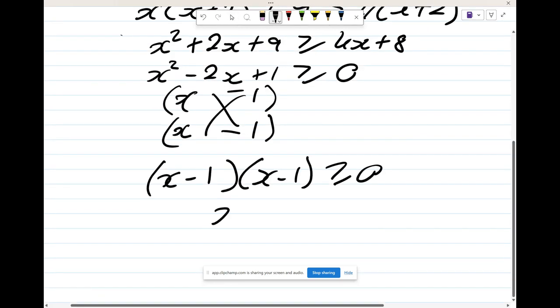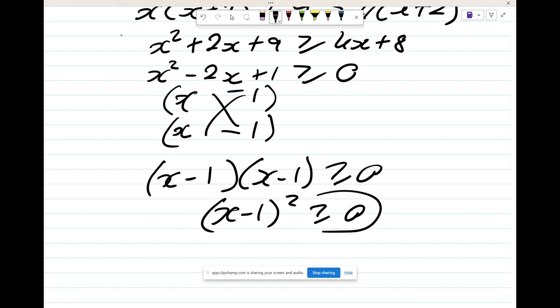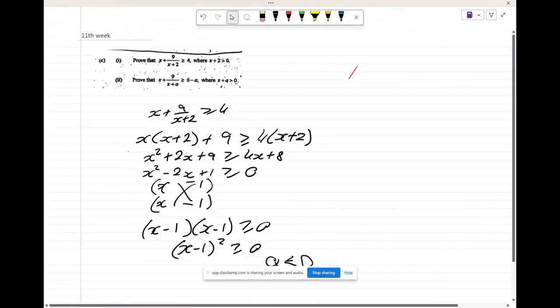And another way to write that is x minus 1 squared. Anything multiplied by itself is squared. And so now we've done what we wanted to do. We have something squared, which is definitely positive, and we have that greater than or equal to 0. So that's the whole proof done. QED. Okay, so why don't we move on to part 2?